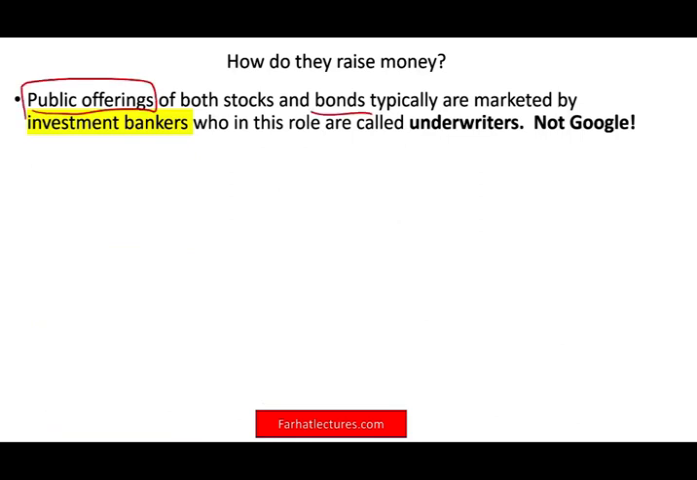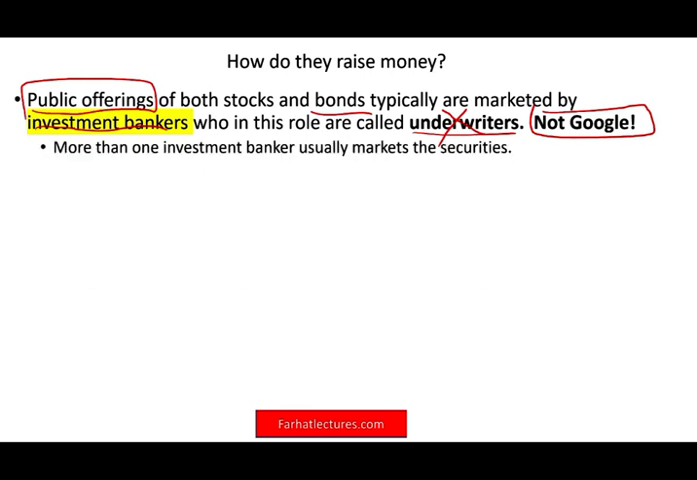Bonds and stocks are typically marketed by investment bankers, and those in this role are called underwriters. Simply put, they would hire an investment banker like JP Morgan, who's considered an underwriter. For example, when Google went public, they sold their stock directly to the public. So they took out the underwriter role. That's a different story, but maybe we'll talk about it later.